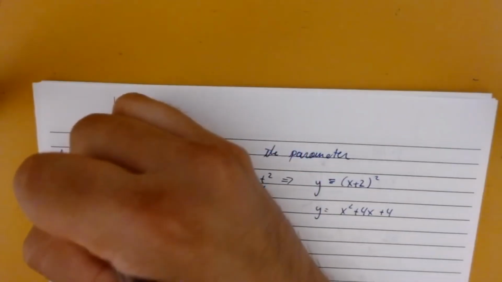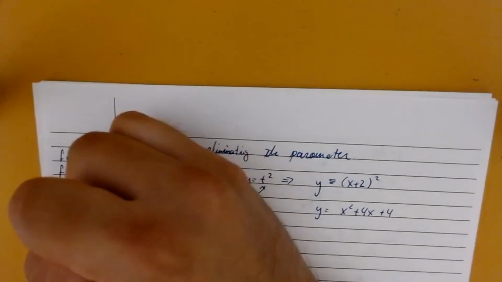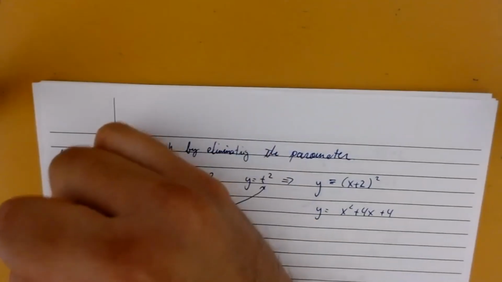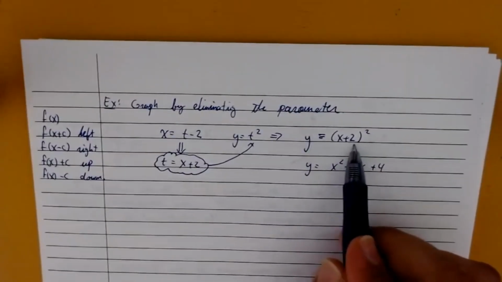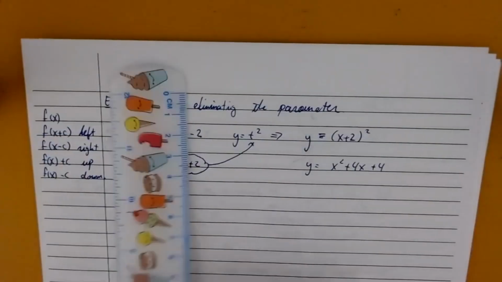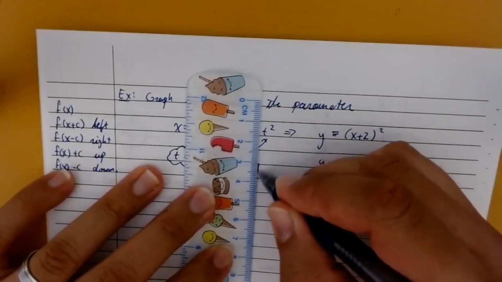And if you have f of x minus c, it moves everything to the right by c units. If your plus c is on the outside of the function, that moves everything up. And if you have minus c on the outside, that moves everything down. So here, that's plus 2 on the inside of my function, so it moves everything to the left. So I can now graph that without having to plot individual points. It's a parabola that's shifted over to the left.